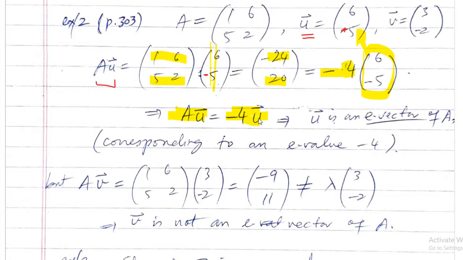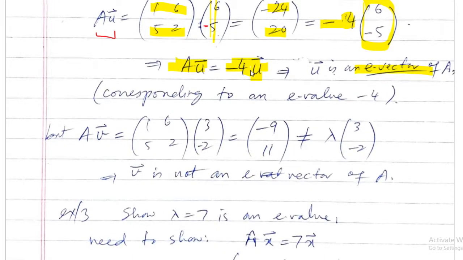So what does this mean? This means that u is an eigenvector. I wrote it in short, but this is eigenvector. And I can tell you the corresponding eigenvalue because I got this minus 4 here. This is my lambda, so this is my eigenvalue. Whenever you get an eigenvector, you can also tell what the eigenvalue is. So the corresponding eigenvalue is minus 4.